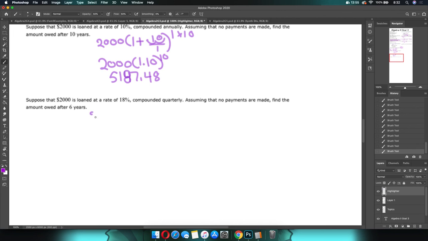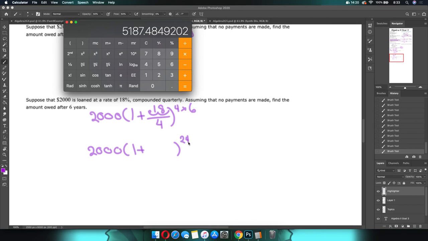One last thing, 2,000 to start again. Why did all of these end up being 2,000? They're not all, are they? Then plus. It is 18%. Move the decimal over 2 places, so 0.18. Quarterly is 4 times a year, so 4 times 6. So 2,000 times 1 plus, I don't know what that is, but 4 times 6 is 24. So what's 0.18 divided by 4? 0.18 divided by 4 is 0.045.